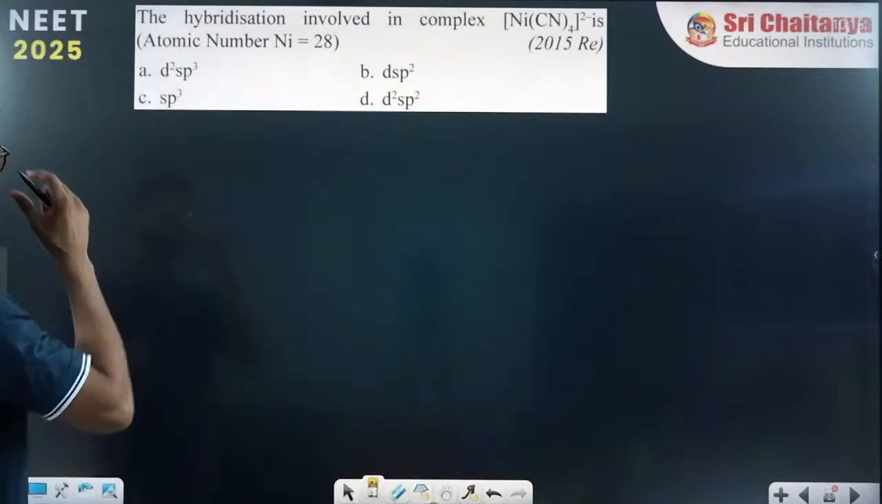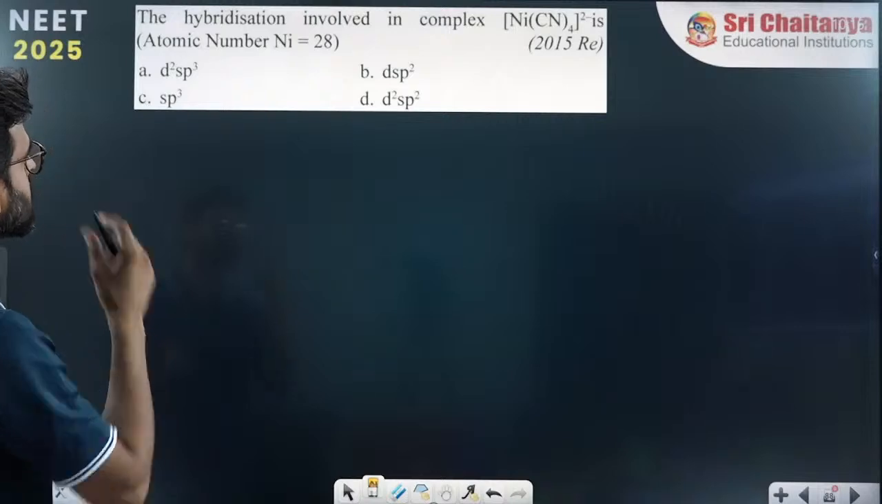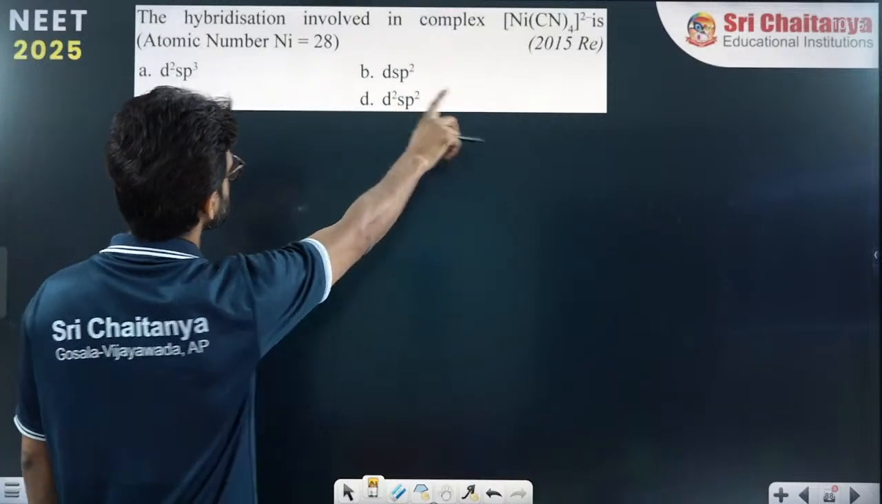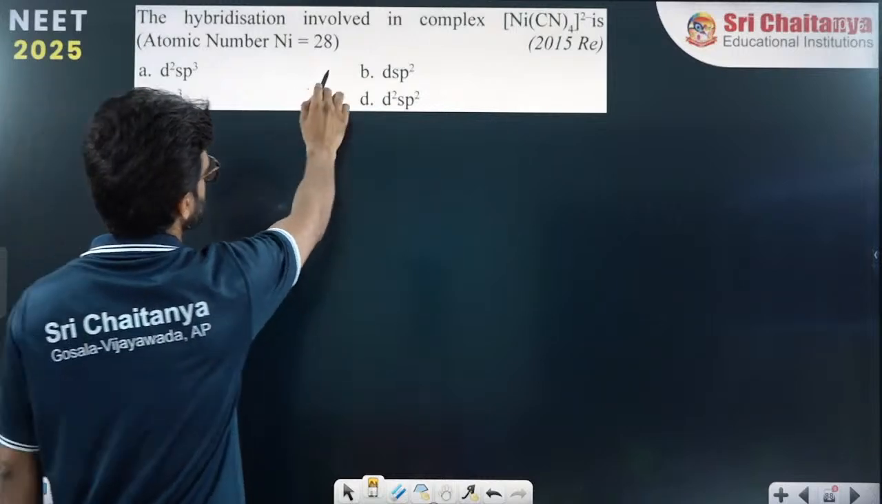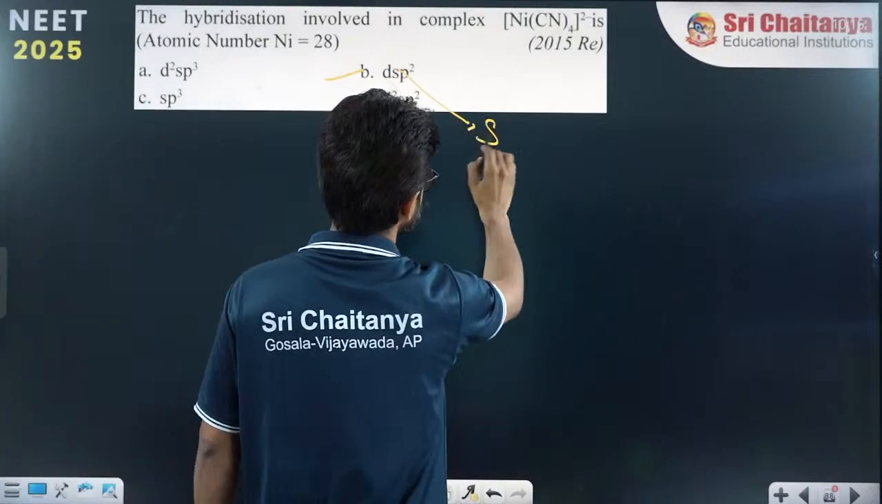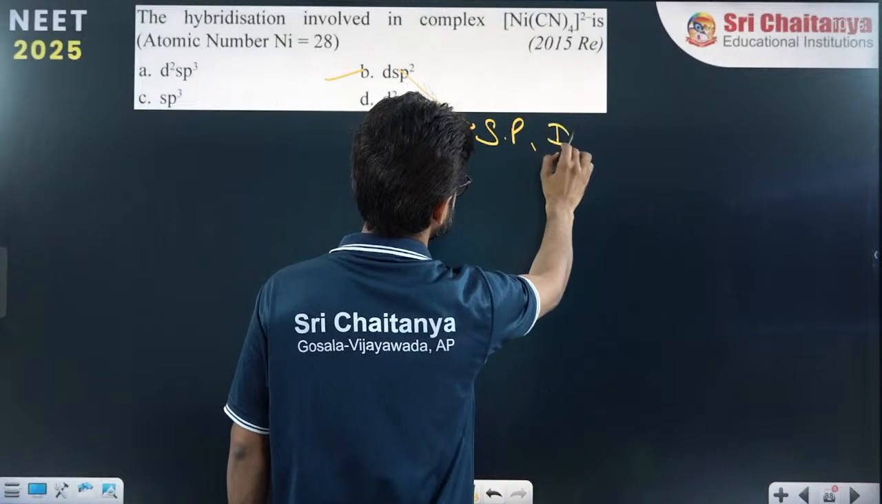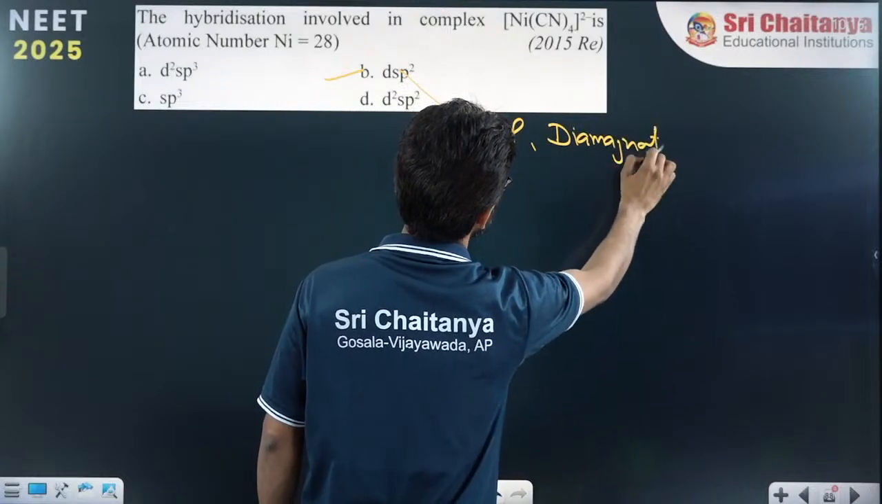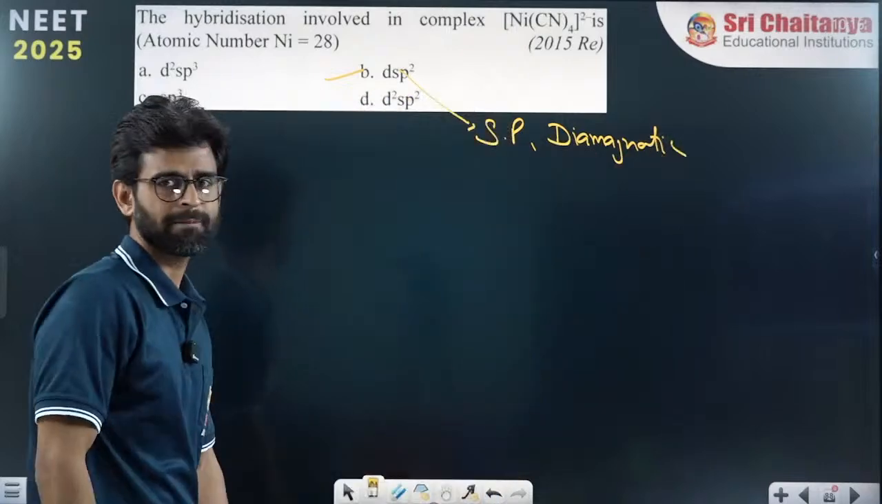Okay. The next thing is the hybridization involved in this complex. Ni(CN)4 has a strong ligand, so it will pair the electrons and make it dsp2, square planar and diamagnetic. There is no unpaired electron. Why is pairing taking place? Because of the strong ligand CN.